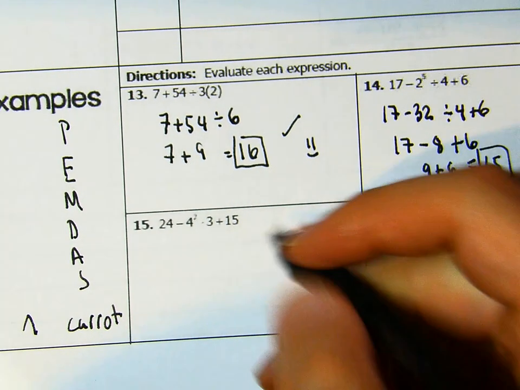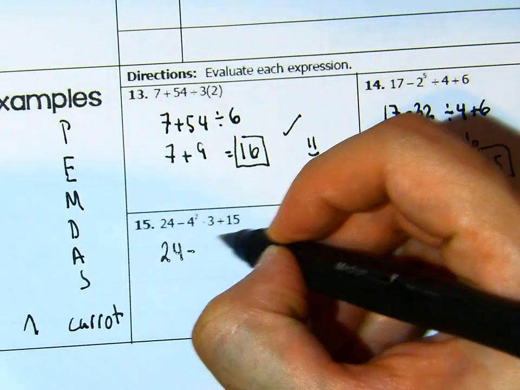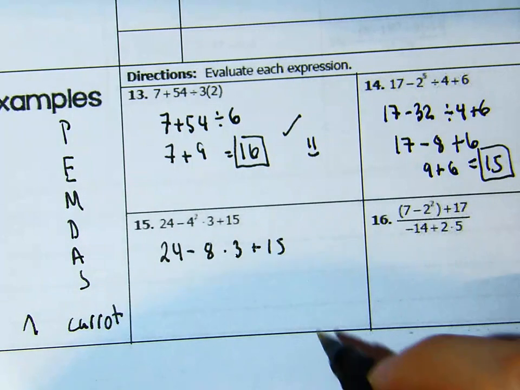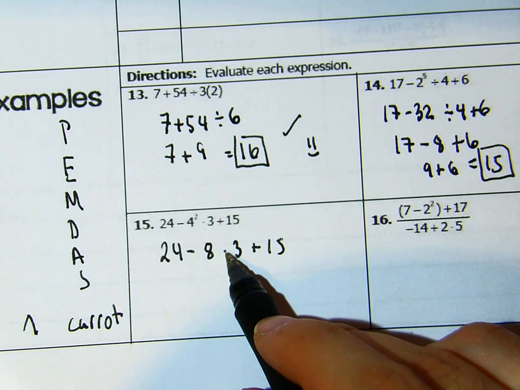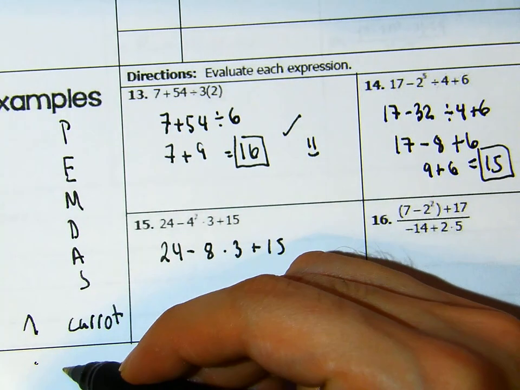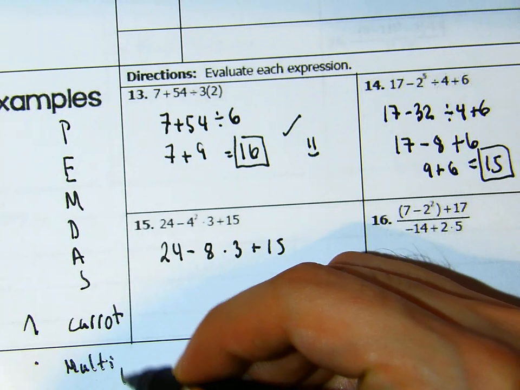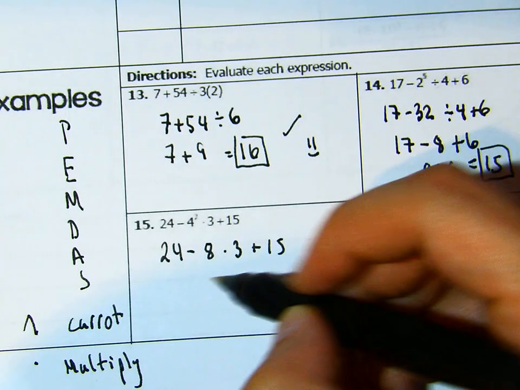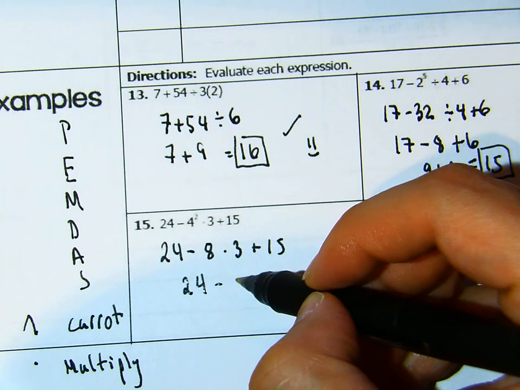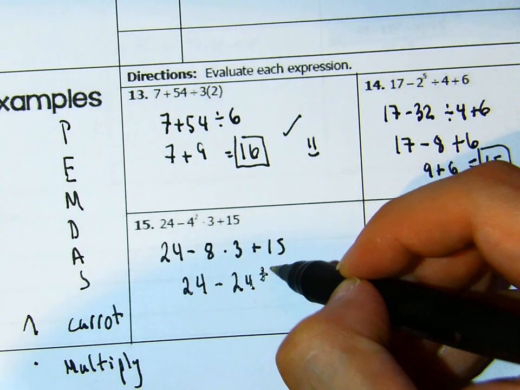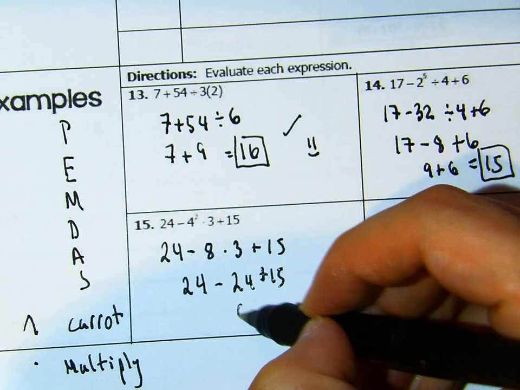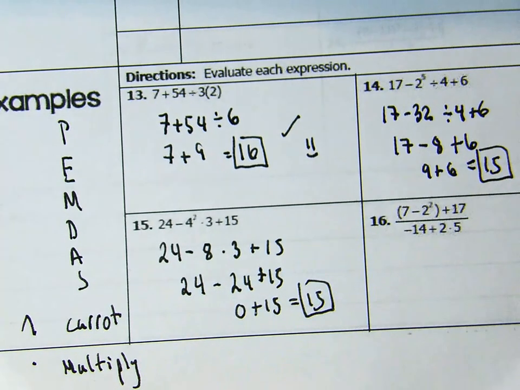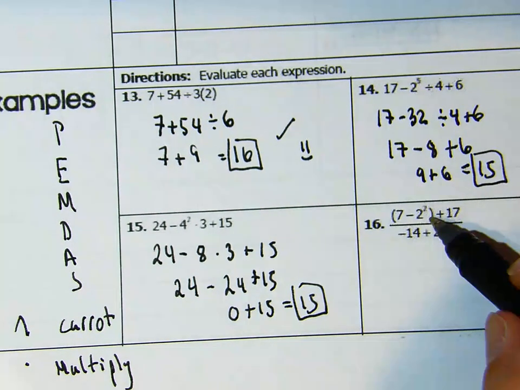Try on your own. Or if you want to check, this is 24 minus 8 times 3 plus 15, right? We're going to do the exponent first. Then notice this dot, just in case we don't remember, the dot means multiply, right? It has the same idea with the parentheses. So notice that this should be 24 minus 24 plus 15. 24 minus 24 is 0 plus 15, and we get 15. Very nice. Okay, let's take a look here.